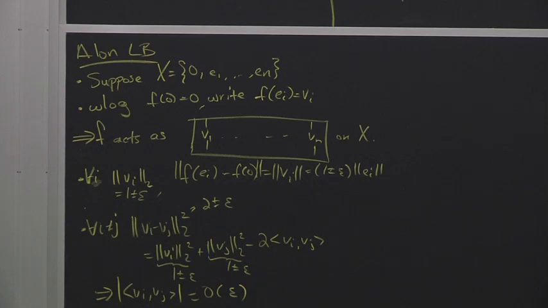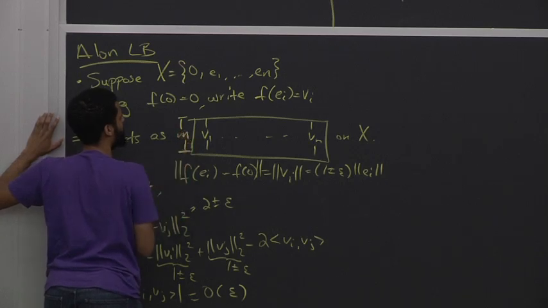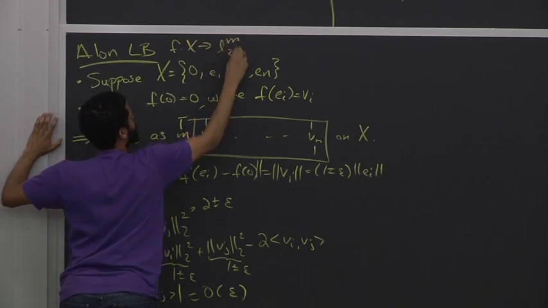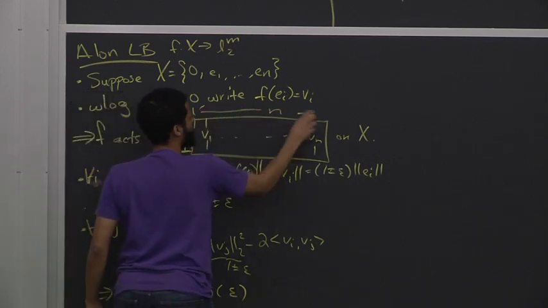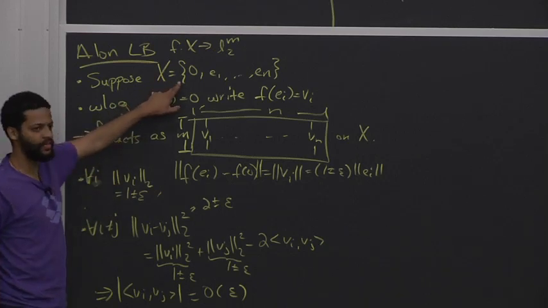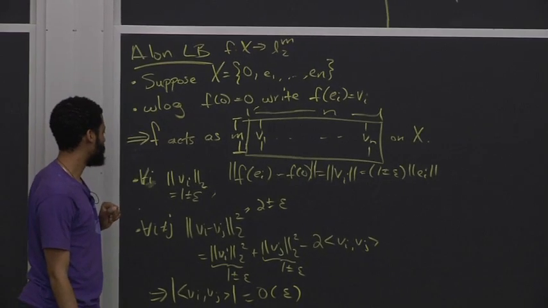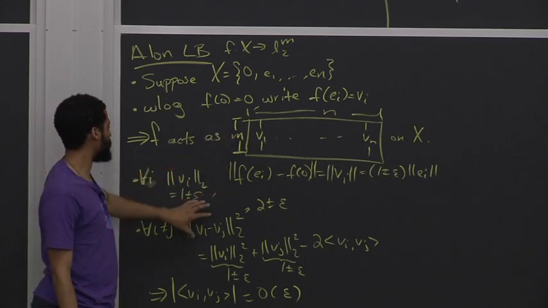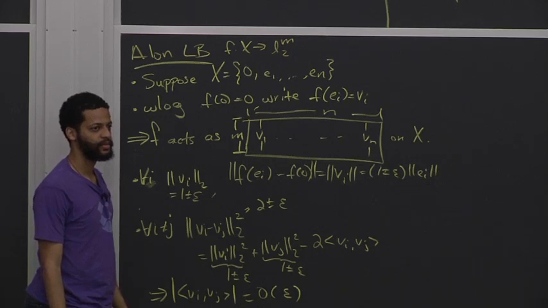So basically for any embedding, the number of rows of this matrix is exactly m, where f is mapping from x into L2 to the m, when the number of vectors is n. So what this is telling us is, if you have an embedding for this set of vectors, this is going to be our hard set. If you have an embedding for this hard set of vectors, then it implies that you have a set of incoherent vectors that all have roughly unit norm and whose dot products are all roughly epsilon.